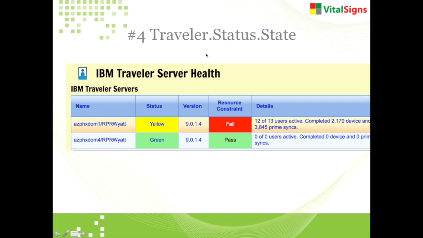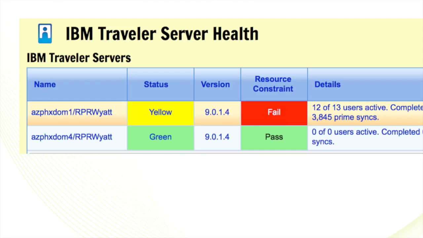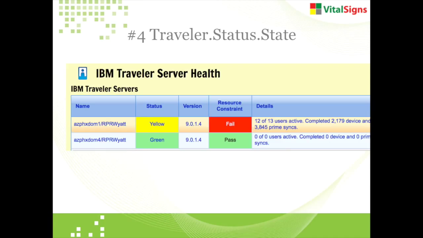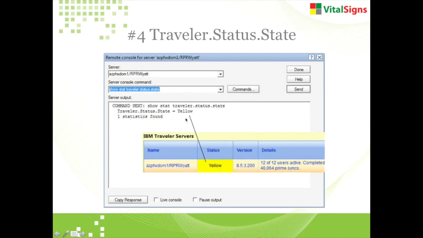Number 4, traveler.status.state. Every time we query the Traveler server, we ask it, hey, how do you think you're doing? And we put it in a column here, and we color code it, green for green, yellow for yellow, red for red. Even a manager could understand that. And if a server changes from green to yellow, or if it changes from yellow to red, that would trigger an alert condition, and a message would be sent out. And that's so much better than doing it like this. We just send the command, stick it in the database, and there it is.